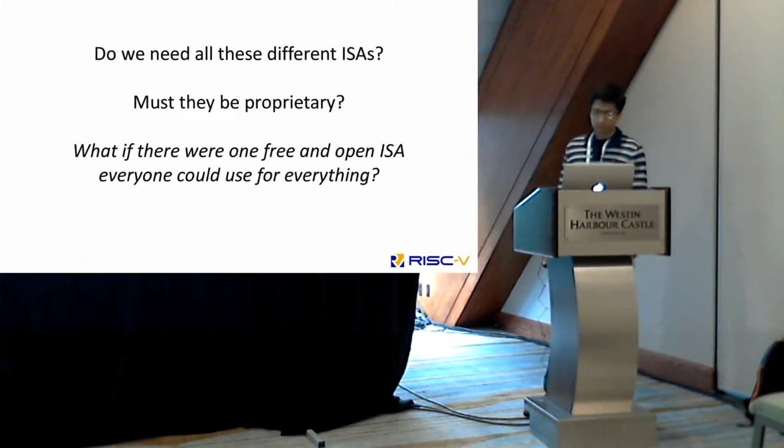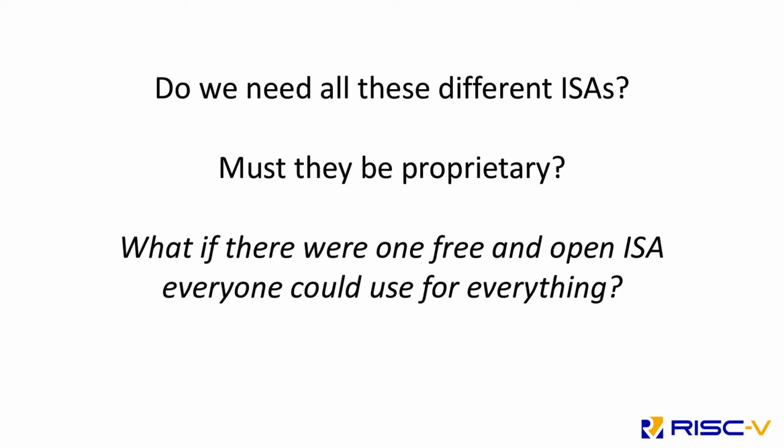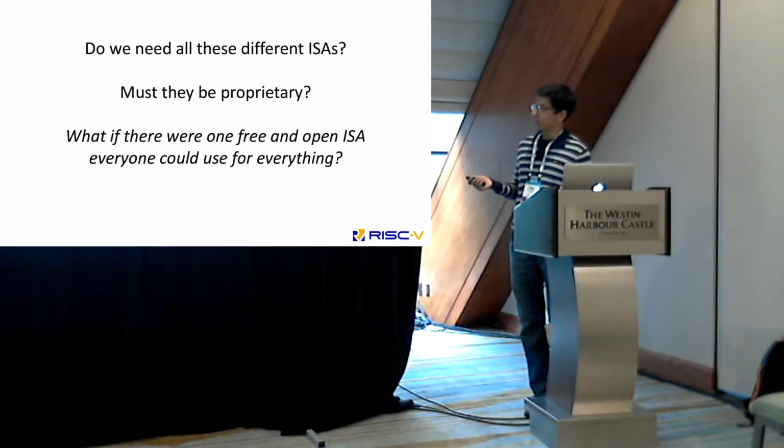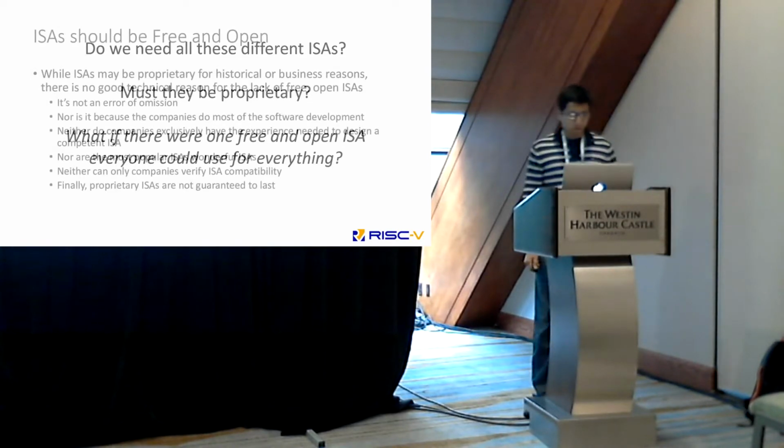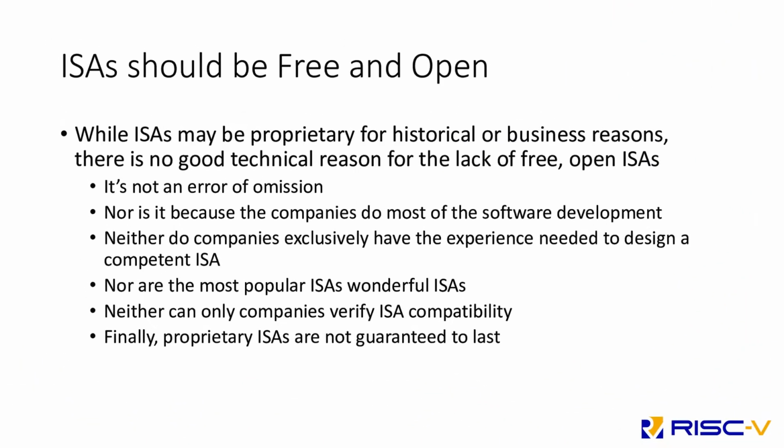So a couple of questions then. Do we need all these different ISAs? Do they have to be proprietary? And the most important one, what if there were one free and open ISA that you could use just for everything? So I'll argue that ISAs should be free and open, not bound by kind of legal constraints.